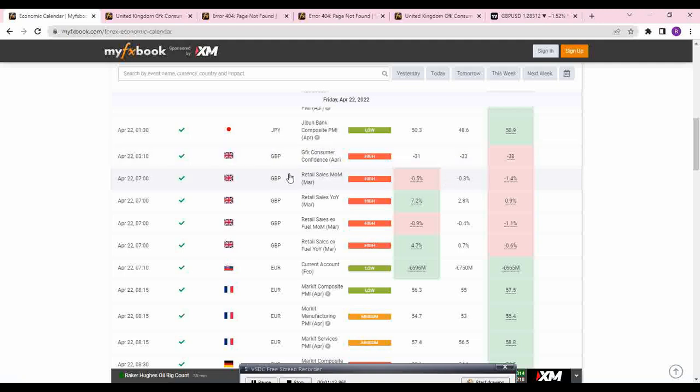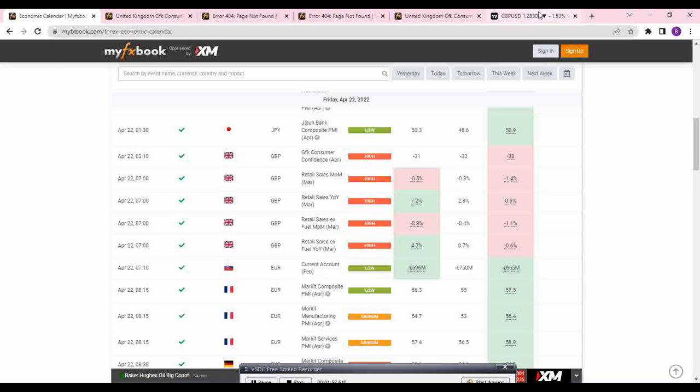Also, retail sales: the actual is minus 1.4%, and the forecast is minus 0.3. A lesser figure causes a bearish movement for GBP and can cause a fall for pounds. You can see the previous one was minus 0.5, and now the actual one is minus 1.5, so it's lesser. It made pounds move to the downside. And look at something you should note: this news came up at 7 o'clock.